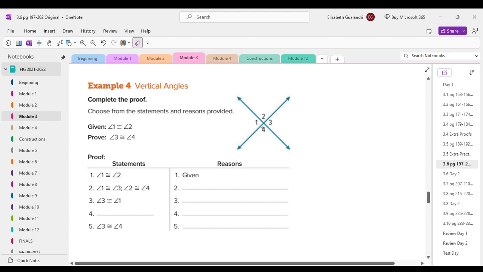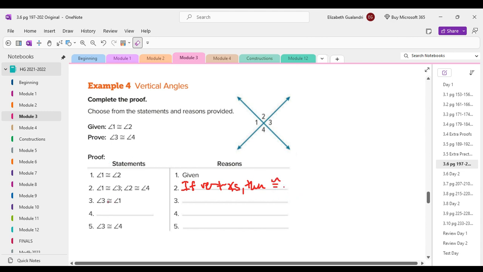Okay, so if I look at this diagram, angle 1 and 3 are vertical angles, angle 2 and 4 are vertical angles. Many people will write the definition of vertical angles here. That's not right. Okay, what is our if? What do we know? If the diagram shows vertical angles, then we can say that they're congruent. That's my if-then there.